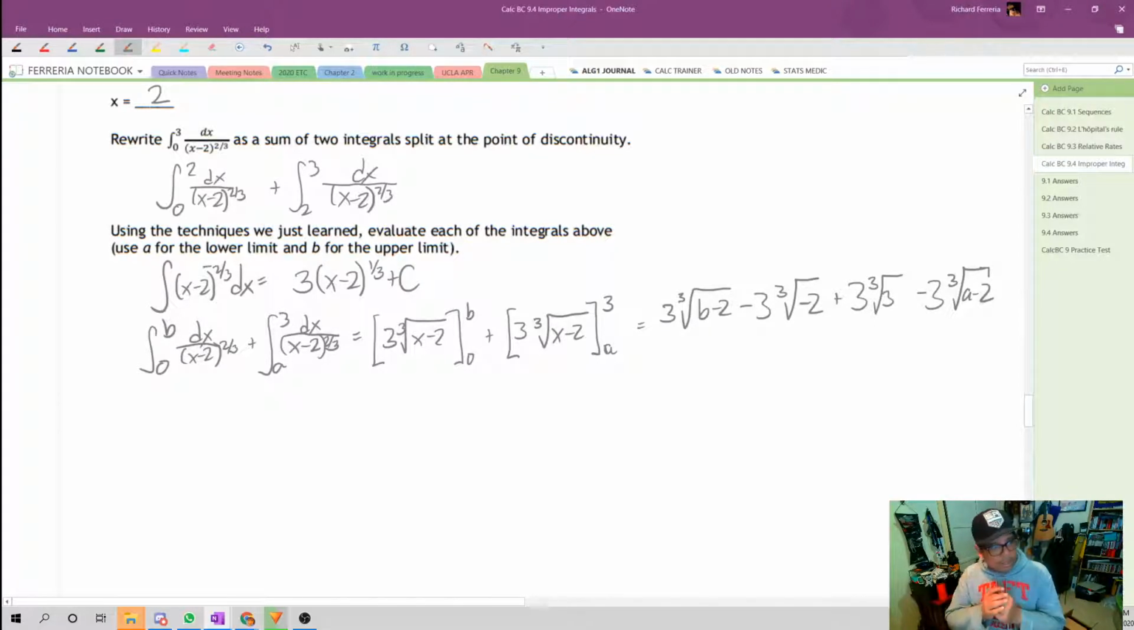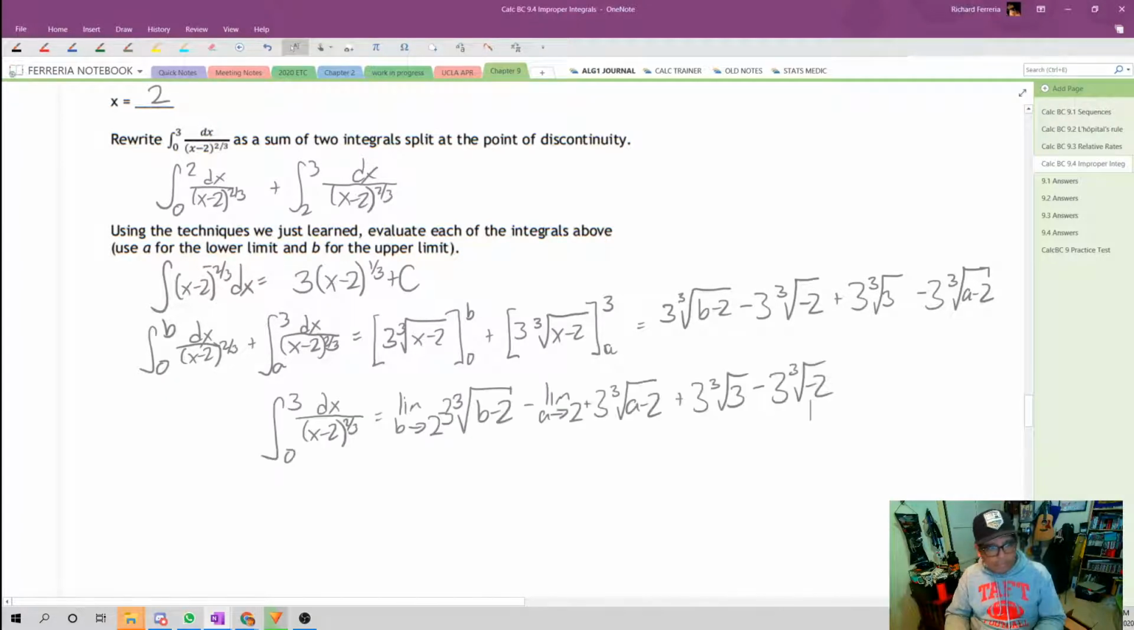Now we're ready to compute our limits. So the integral from 0 to 3 is equal to the limit as b approaches 2 from the left of 3 cube root of (b minus 2), minus the limit as a approaches 2 from the right of 3 cube root of (a minus 2), plus 3 cube root of 3 minus 3 cube root of negative 2.